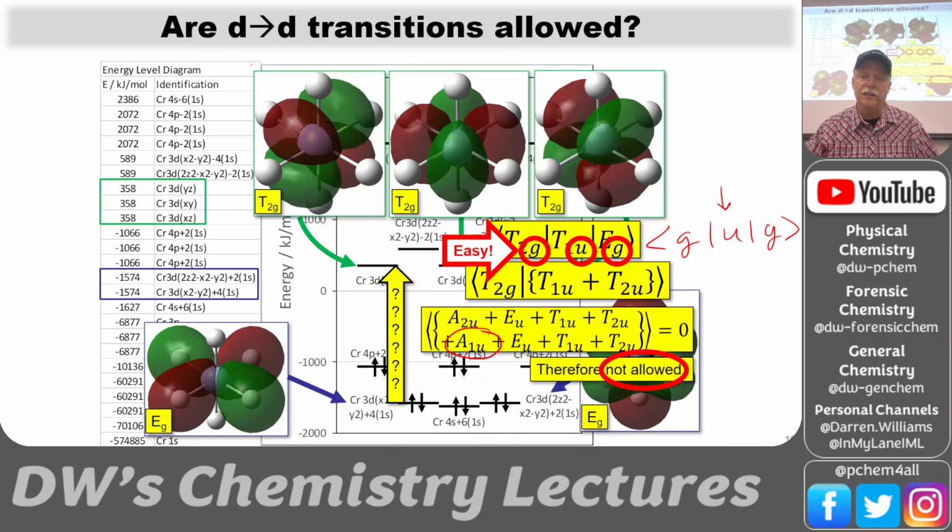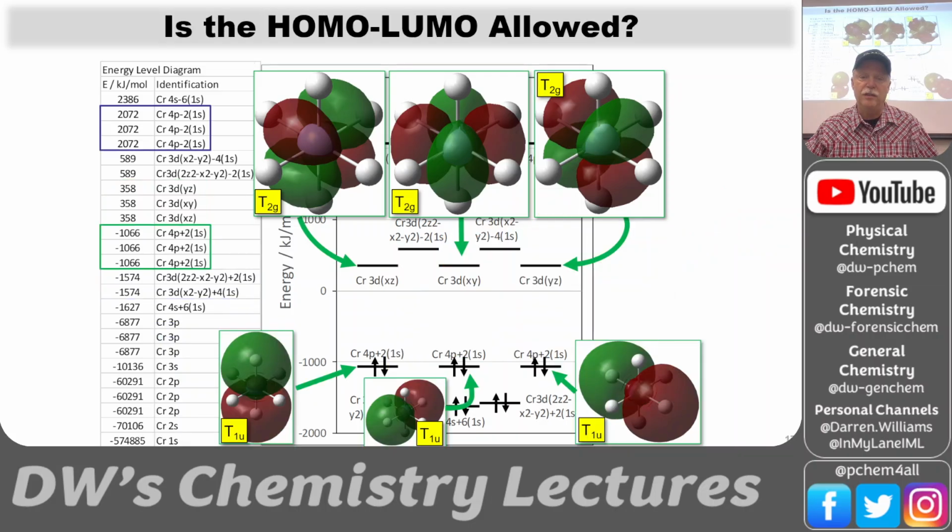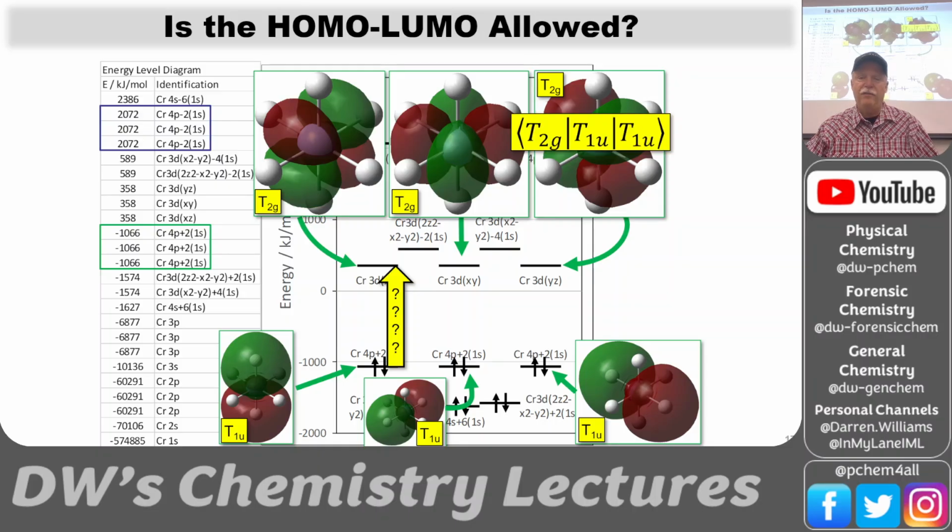So this is easy. G's and U's would show that this is not allowed. What about the four p's to the d orbitals? So here we have now T1u times T1u, so the p orbitals are T1u. Now we have two u's, so this is likely.